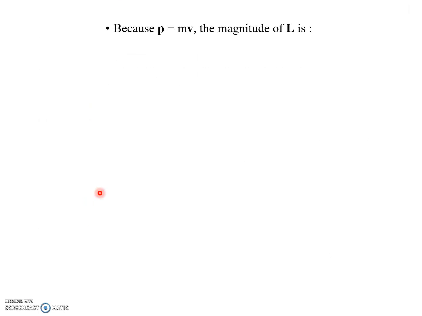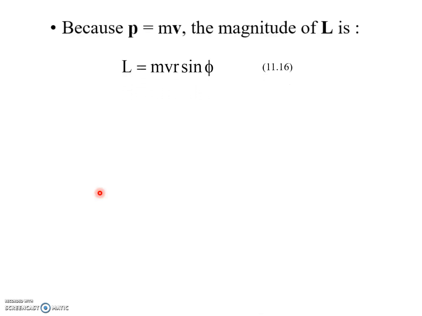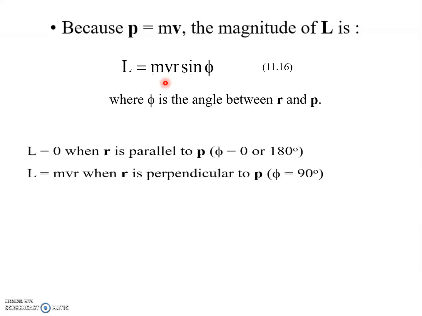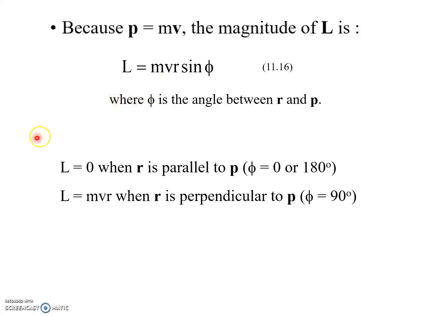Because p equals mv, the magnitude of L can be written as L equals mvr sine phi, where phi is the angle between r and p. Therefore, if r is parallel with p, or the angle is 0 or 180 degrees, L equals 0. But if r is perpendicular to p, or the angle is 90 degrees, we have maximum angular momentum, which is mvr.